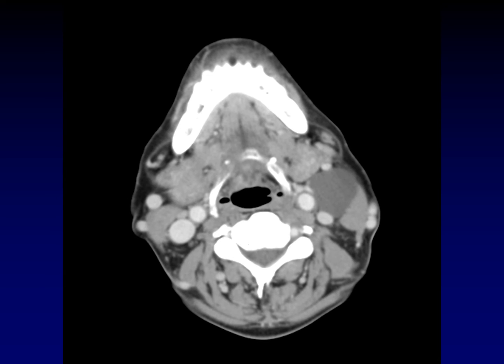Let's talk first about the most common of the branchial cleft cysts. This is the second branchial cleft cyst. The most common location of the second branchial cleft cyst is just anteromedial to the sternocleidomastoid muscle at the level of the hyoid bone. A branchial cleft cyst usually has no discernible wall, although repeat infections can make it more complex with septations and a thick wall.